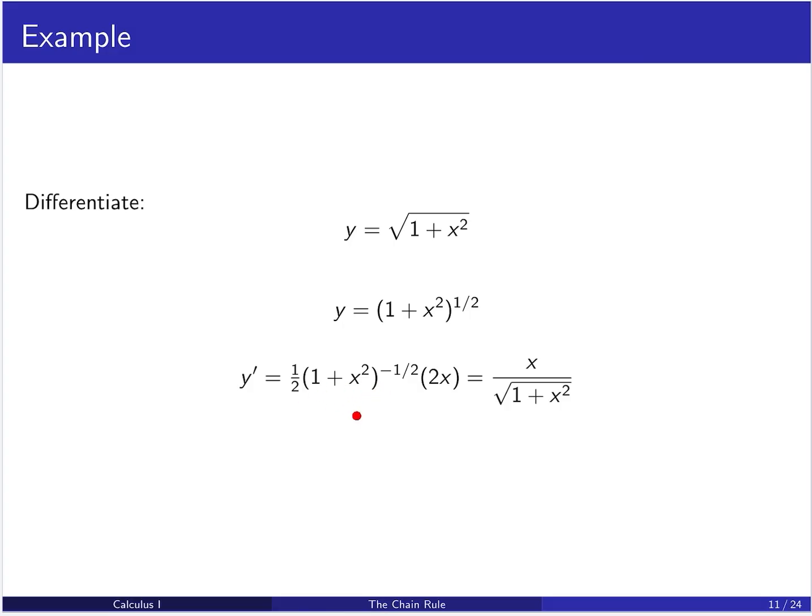So inside remains the same. That is the second step here. And third step is the derivative of the inside function, which is 1 plus x squared. Derivative of 1 is 0 and x squared is 2x. Simply 2 and 2 cancel out. So the resulting expression will be x over square root of 1 plus x squared.